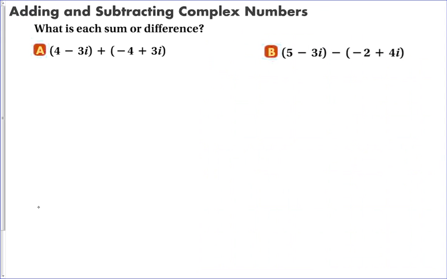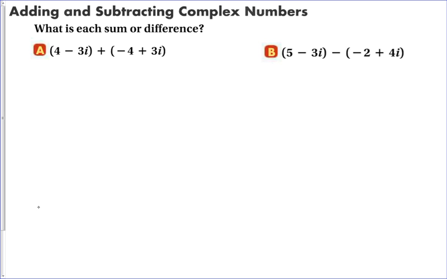Alright, last thing we're going to go over in this video is adding or subtracting complex numbers. Now, when you add or subtract complex numbers, it's actually fairly simple. If you imagine the i as an x, you can't add 5 to 5x and get 10x. You just can't do that because the 5 doesn't have an x.